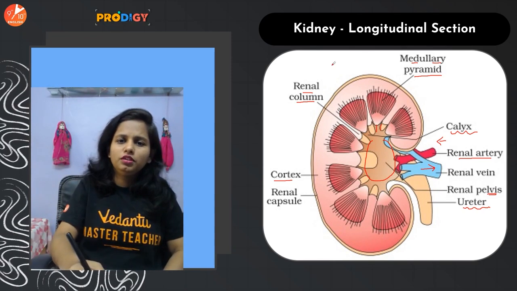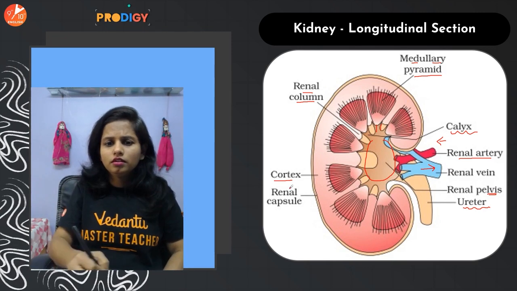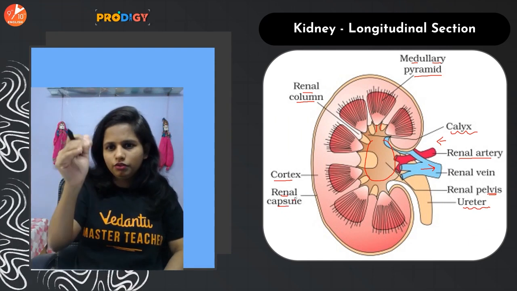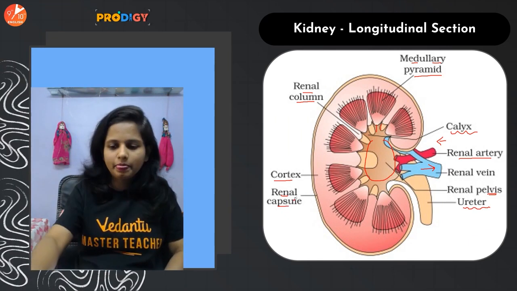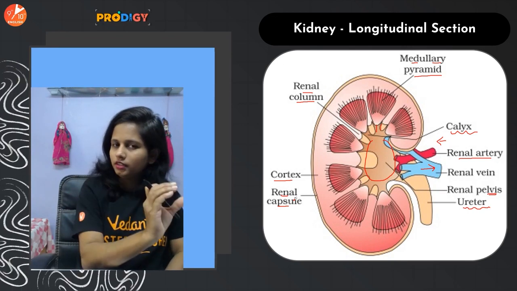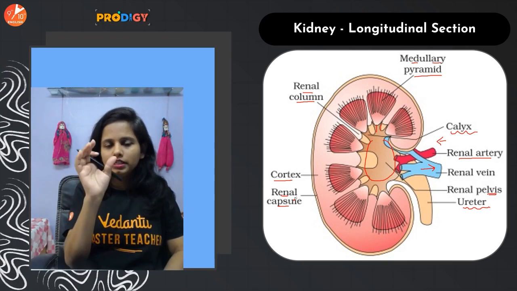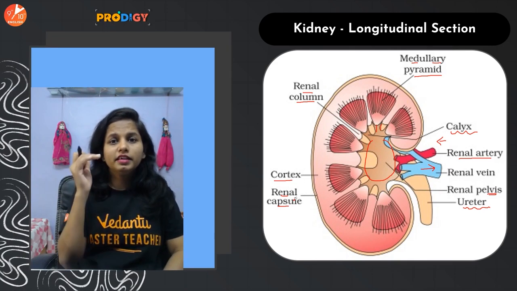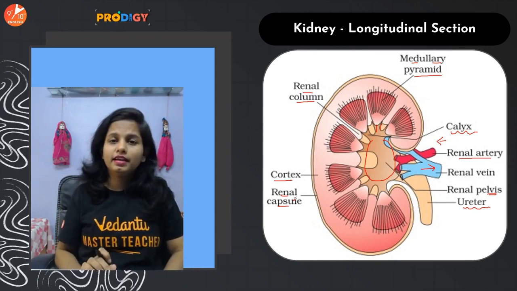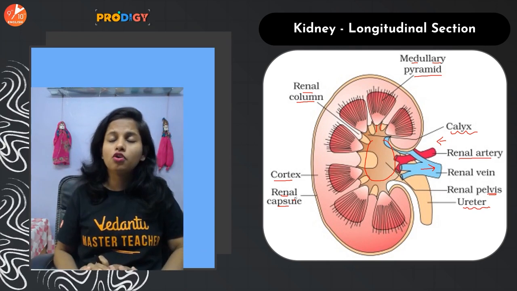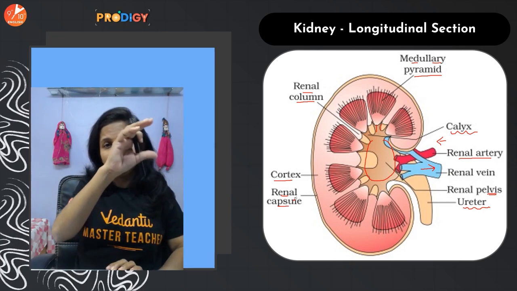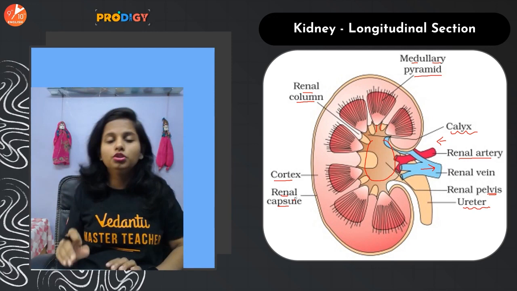Now if you see here, the renal capsule is the covering which coats the entire kidney. So main points to remember over here: renal cortex, renal medulla. In the medulla there are pyramids, in between the pyramids there are renal columns, then from the pyramids there are calyces. Calyces unite to form the renal pelvis. Renal pelvis holds the urine, and from there the urine drips down into the ureter.